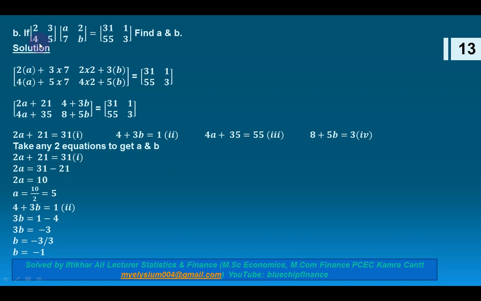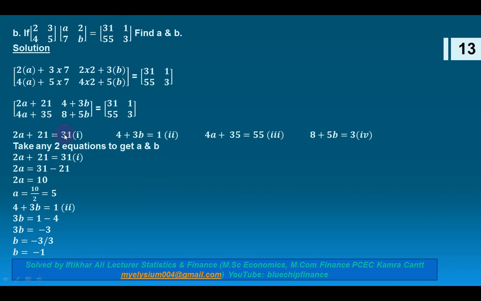Similarly, repeat the process with row number 2. 4 multiplied by A plus 5 multiplied by 7 and 4 multiplied by 2 plus 5 multiplied by B equals [31 1; 55 3]. And after solving this, it will become 2A plus 21, 4 plus 3B, 4A plus 35, 8 plus 5B equals [31 1; 55 3].